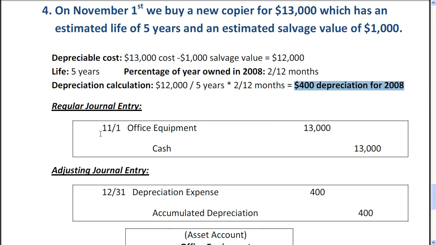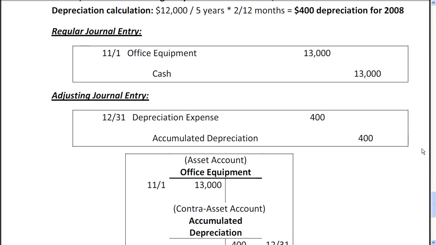So when we bought the office equipment, we would just record it as an asset, $13,000 cost, assuming we paid cash for it, $13,000. So that gets it on the books. But then at the end of the year, we want to record our depreciation that we calculated. So our adjusting journal entry to record the decline in value of this asset, or our write-off in the value of this asset, will go to something called depreciation expense. That is an expense account going on the income statement, $400. Now there's no cash being paid out. This is just an adjusting journal entry.